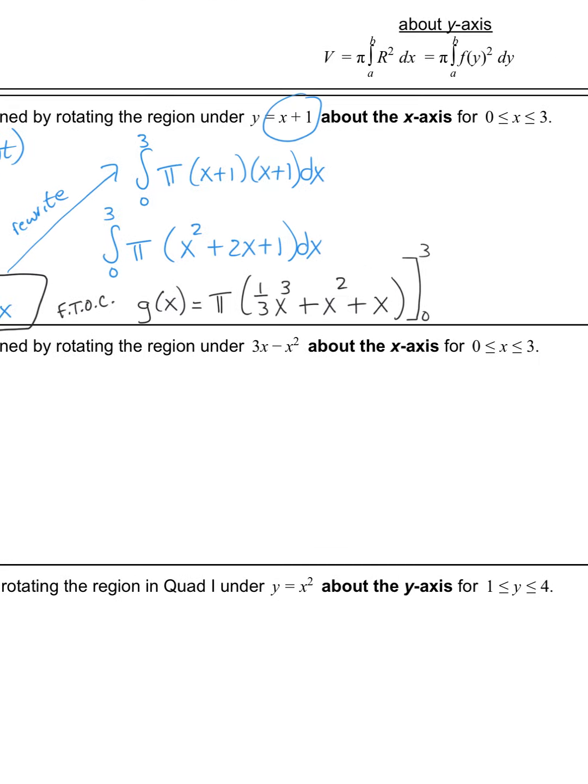Now for the second step, I plug in the upper limit 3 into my antiderivative, and I plug in the lower limit 0 into the antiderivative, and I subtract. When I plug in 3 into my antiderivative, I get 65.97. And when I plug 0 into my antiderivative, I get 0. So my volume is 65.97 units cubed. There you have it.